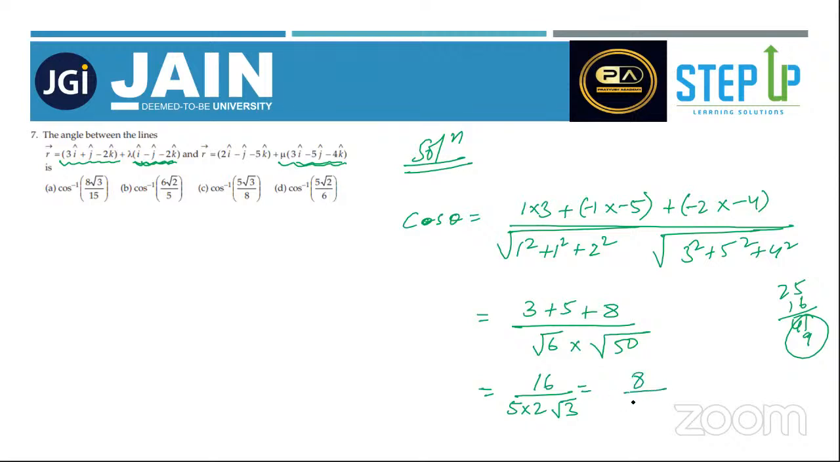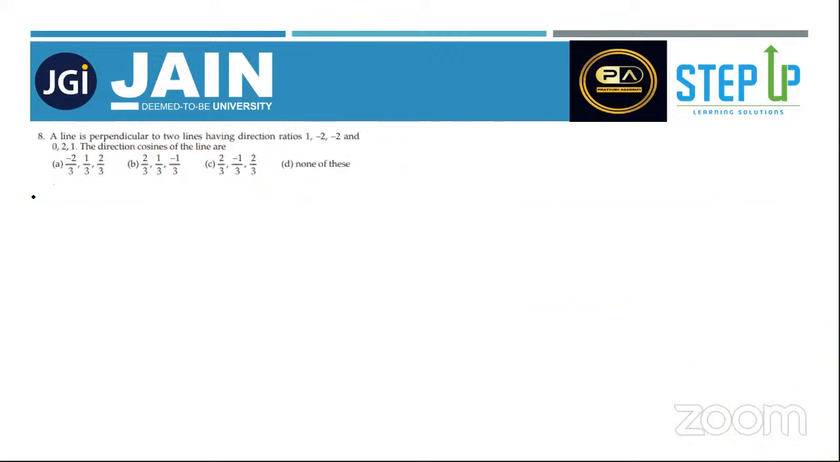So what is the answer? 8 by 5 root 3. Now if I multiply it with root 3 and root 3, this will be 8 root 3 by 15. 8 root 3 by 15 we have in option A. So the answer of question number 7 is option A. Any doubt, anyone? Try to solve question number 8, please.